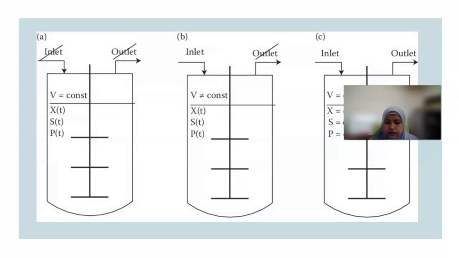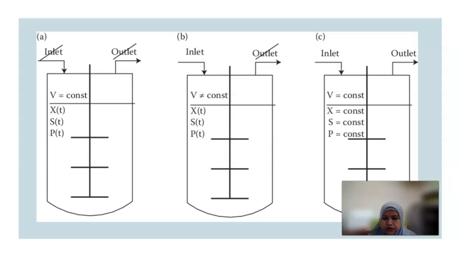So this is how we try to understand what is meant by the closed system, where there is no inlet and outlet, and the volume of the system is constant, where the biomass, the substrate, and the product vary with time.